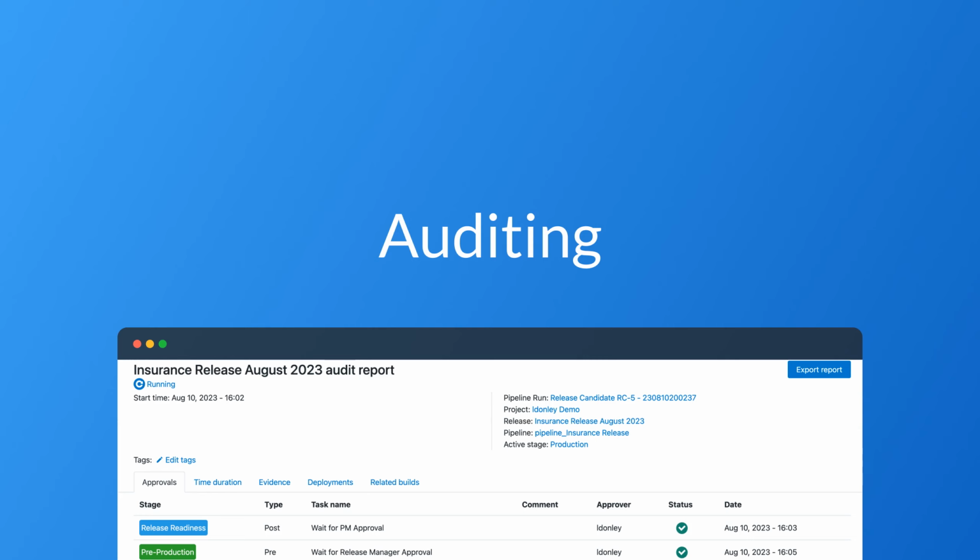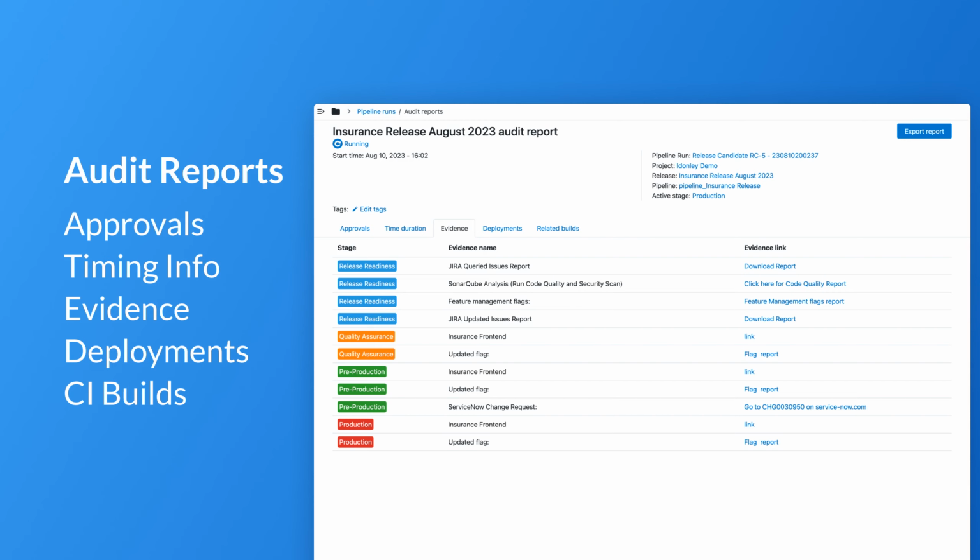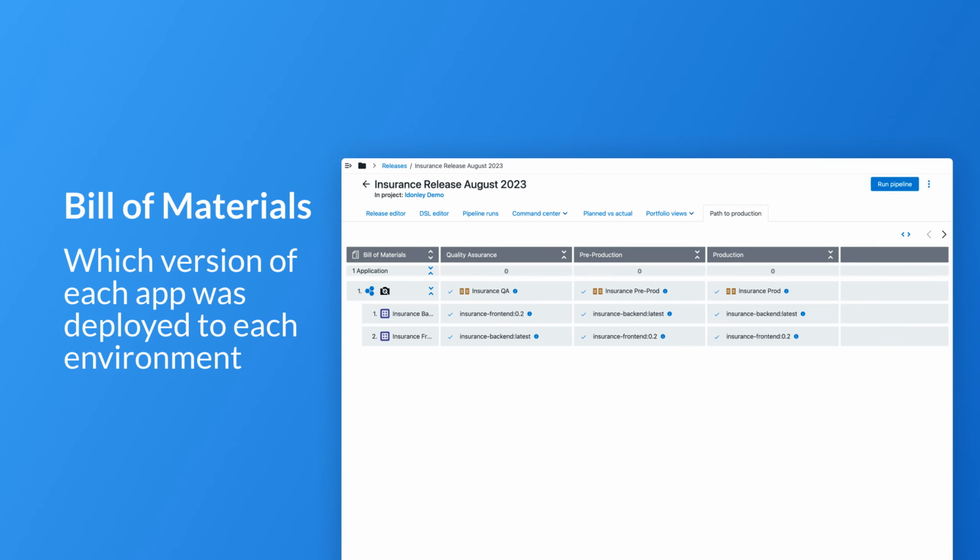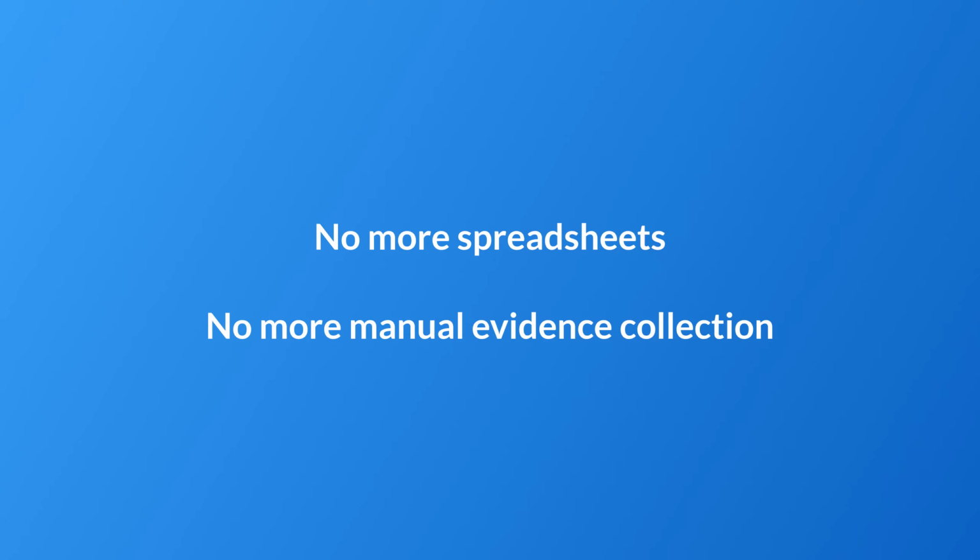Another critical aspect of building a governed release process is proof that the process was followed. Many organizations have partial or fully manual processes to collect the evidence to support a given software release, often in a spreadsheet. In CDRO, you can avoid that altogether, as it provides an auto report for every release pipeline run with all relevant information, including the evidence from each task, the timing details, who signed off, deployment information, and more. You also get a bill of materials for each release run to see which applications were deployed to which environments. So no more spreadsheets, no more manual collection. The platform will take care of it for you.